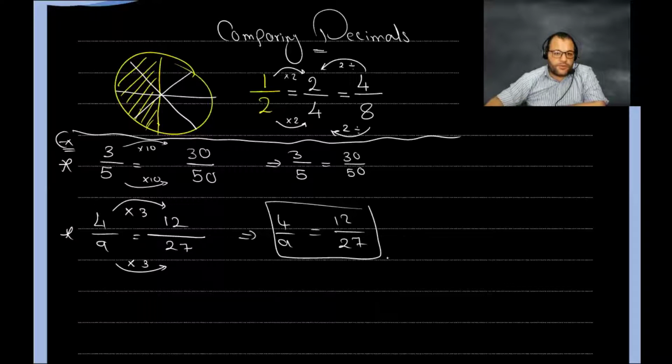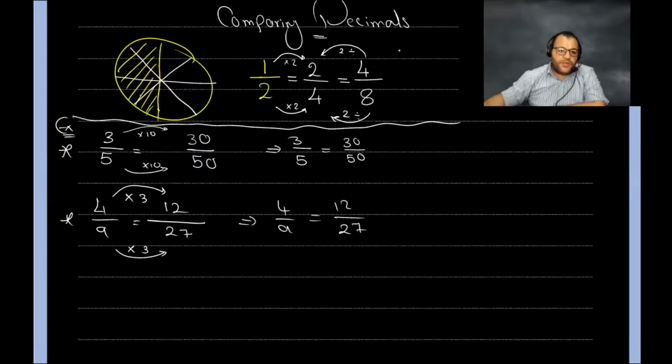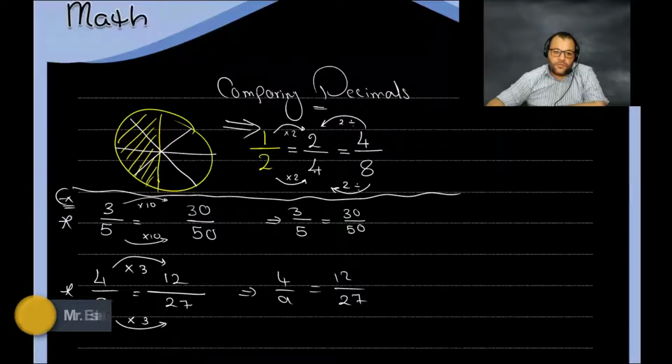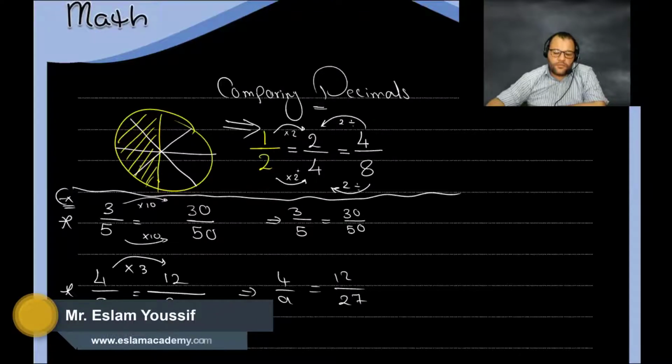I don't understand how 4 over 9 is the same. As we explained, do you understand this one? Did you understand this one? Yeah, I understand. Why does 1 over 2 become 2 over 4? How come? Because... I understand the 1 over 2, why we put 1 over 2 like this.